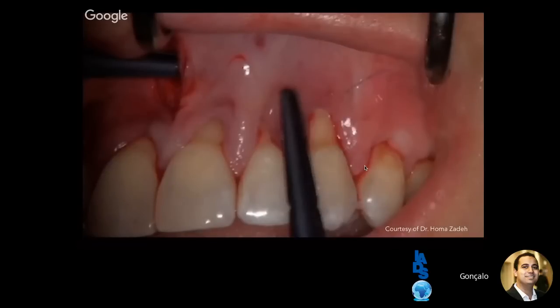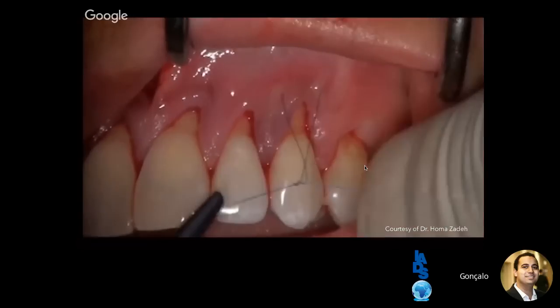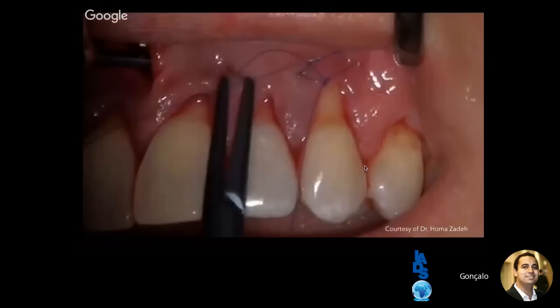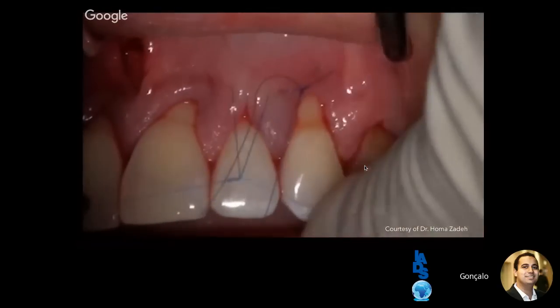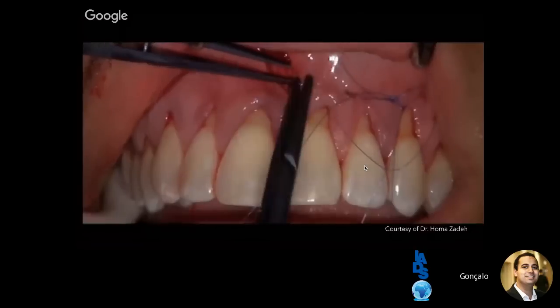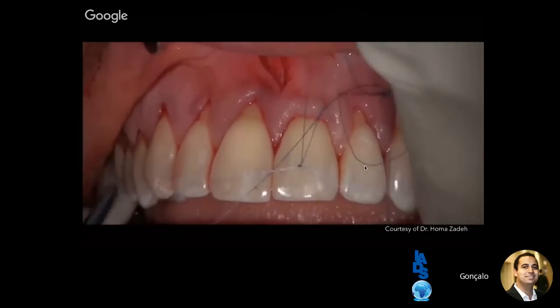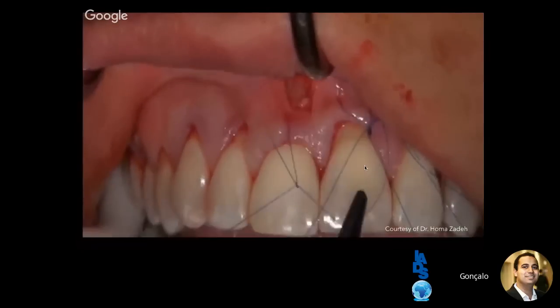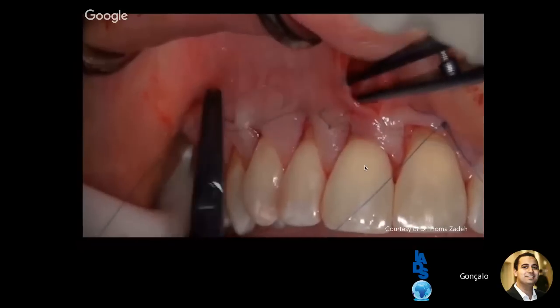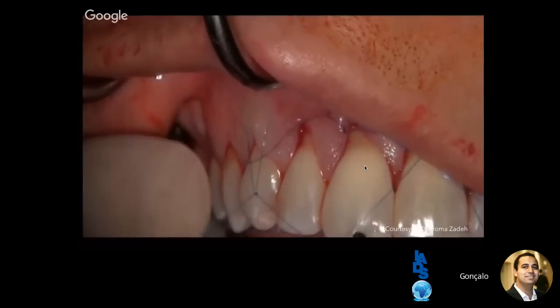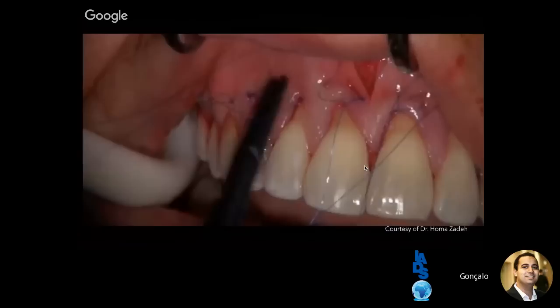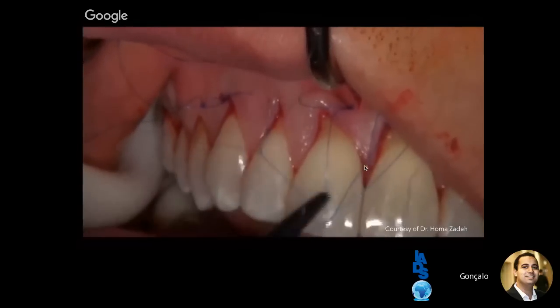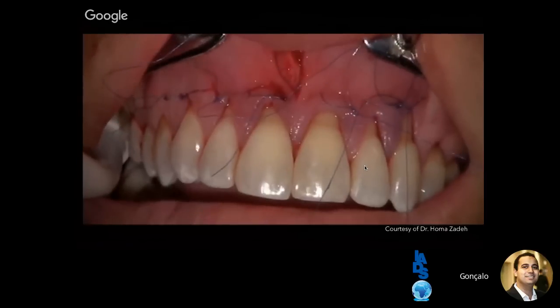After you have your incision and your tunneling, we use the bonded sutures. I'll also show in my clinical cases that this type of suture is very useful. We usually use polypropylene 5-0 or 6-0, usually 6-0, and it's very useful because it allows us to keep these sutures in place for up to 3 weeks, and they really help with the coronal advancement.